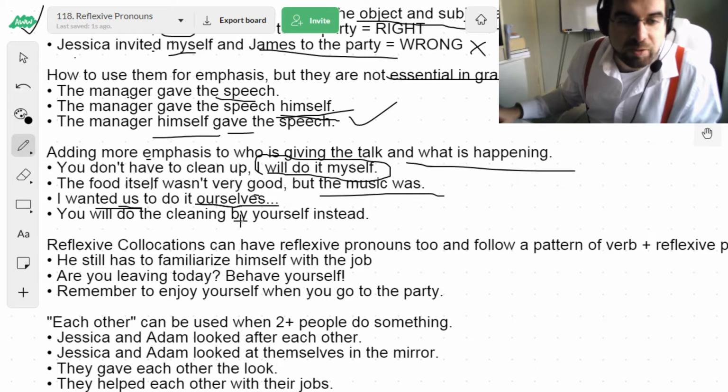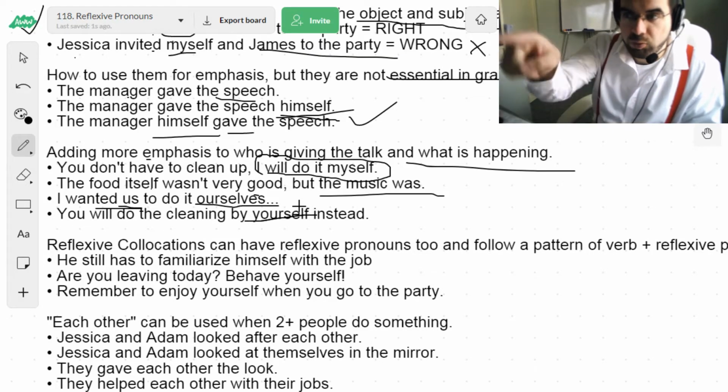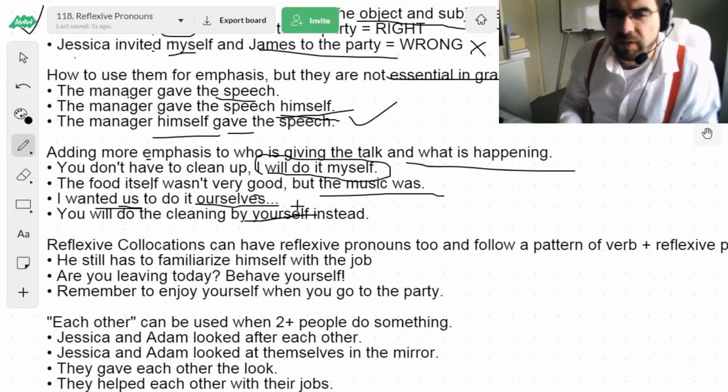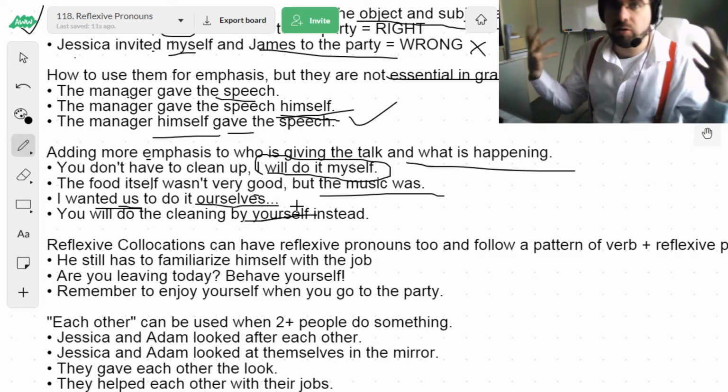You will be cleaning by yourself instead. You will be cleaning instead. You will be cleaning by yourself. Adding emphasis as to how many people will be there. Myself or ourselves.